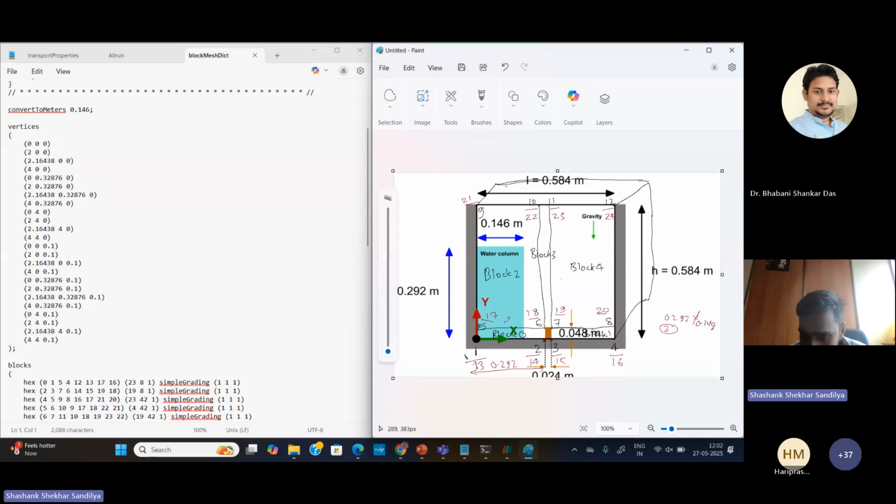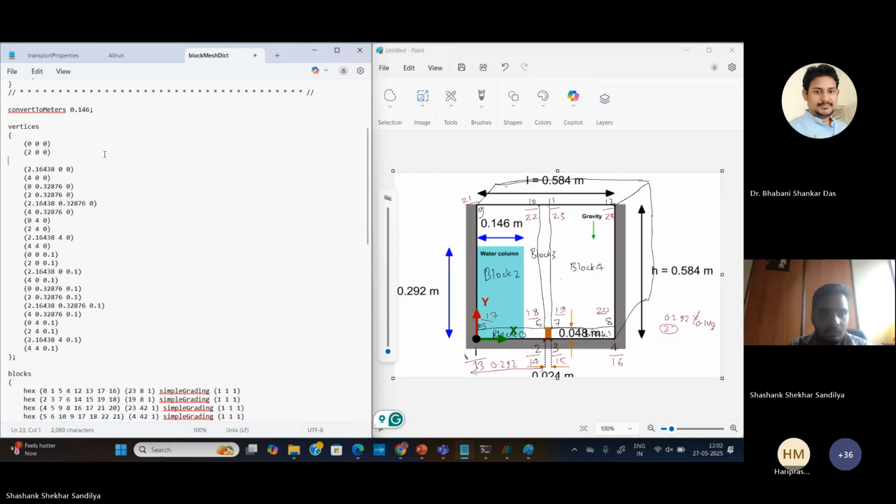Or otherwise, we may also write this by converting to meters, or setting this factor to 1. We may also write it starting from 0. The first vertex is 0, 0, 0. The others are 0.092, 0.092, 0, and we may also write it like this: 0.292, 0, 0.